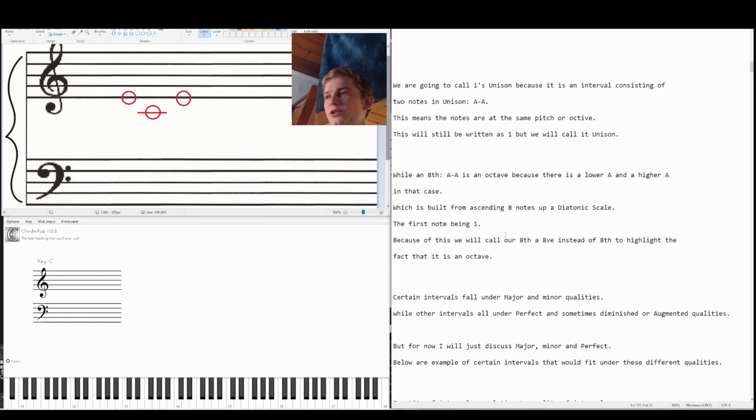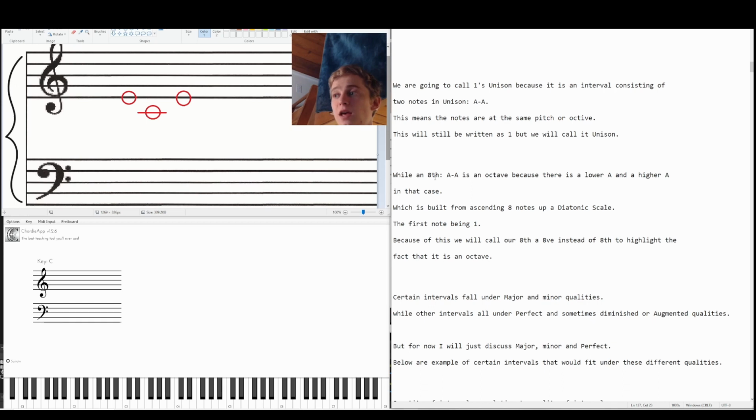So now for a little bit of some more technical stuff. When we look at the ones, we're going to call ones unison because it is an interval consisting of 2 notes in unison. So if 2 notes that are A and A are being played at the same time and they're the same pitch or octave, it's going to be the same exact note. There's not going to be a lower version or a higher version. It's going to be the same exact sounding note. And because of this, it's still going to be written as a 1, but when we look at that, we're going to call it unison.